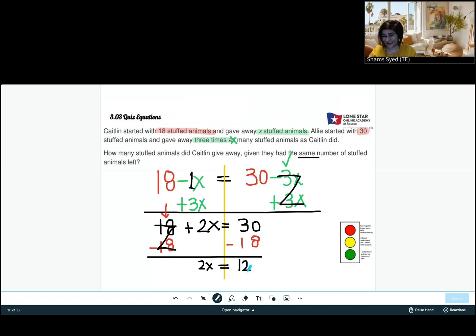You want the value of x? You can just divide both sides by 2. Right? 2x divided by 2 gives you x by itself. 12 divided by 2 gives you 6. So if you want to answer the question, how many stuffed animals did Caitlin give away? Caitlin gave away 6. How many did Ali give away? That's 3 times 6, 18. But we want just the value of x, and that is going to be 6. Caitlin started with 18, gave away 6.